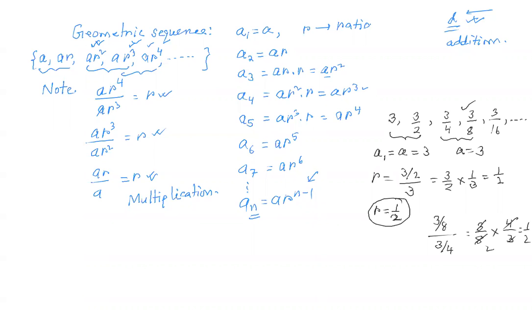Or I could take this one and this one: 3 over 16 divided by 3 over 8 is equal to 3 over 16 times 8 over 3. 8 goes into 16 twice, 3 cancel out, that's 1/2. There you go. Do you see? It doesn't matter which two consecutive terms you take, the ratio is always the same. R is always the same.